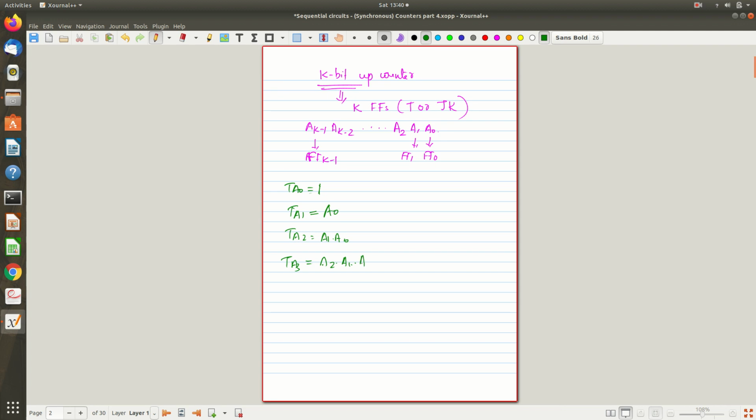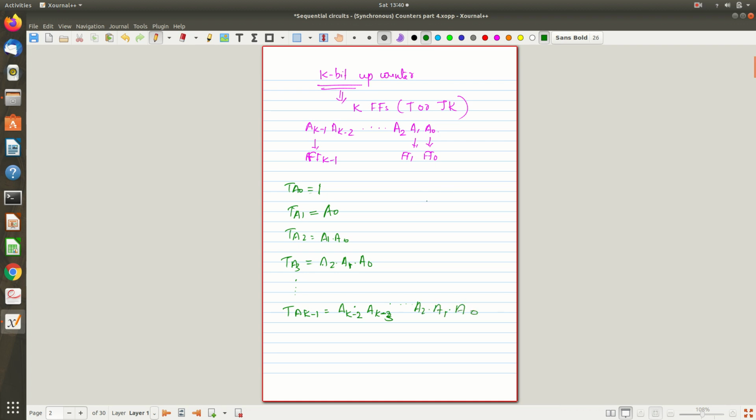So what kind of observation did we make? Whenever all the least significant bits following a bit are all 1, that particular bit has to be toggled. In general, TA k minus 1 will be the AND operation of A k minus 2, A k minus 3, etc., A2 dot A1 dot A0, like that.